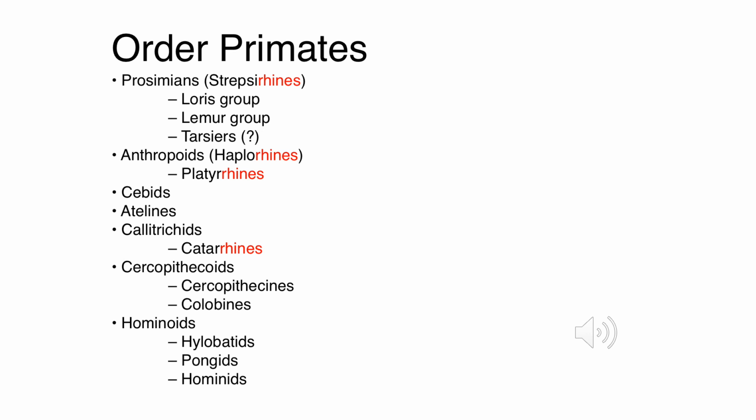We're going to start with our prosimians again at the top of that taxonomy chart, and we're going to move all the way down to our hominoids. Hominoids are not just humans, it includes our apes as well.